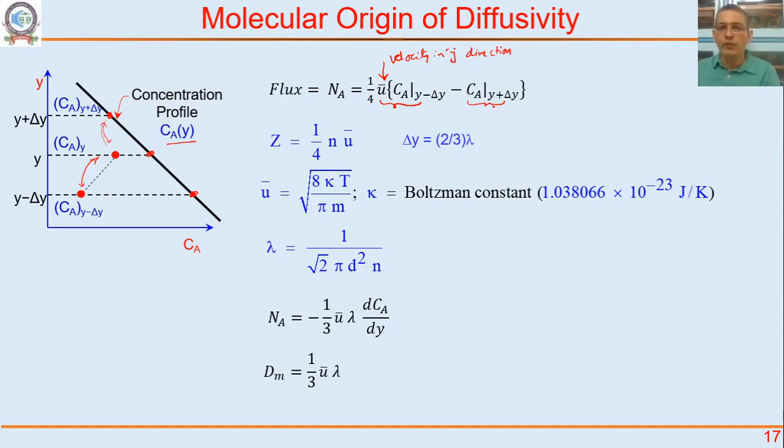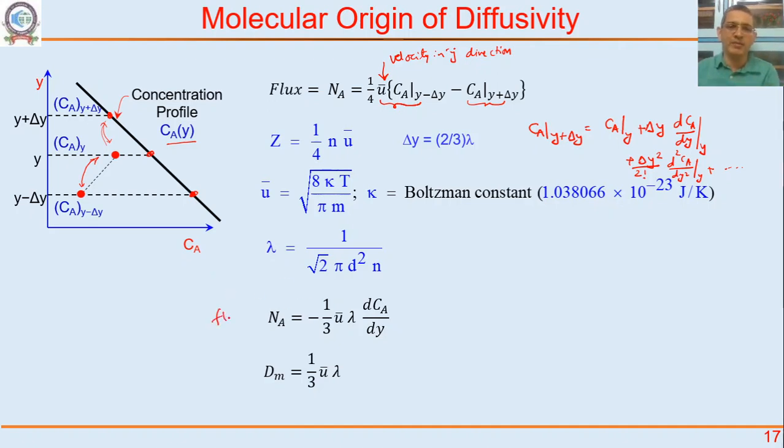Now if you apply the Taylor series again, CA at y plus delta y would be CA at y plus delta y into dCA by dy at y, plus delta y square divided by 2 factorial, d square CA by dy square at y, and so on, right? And we neglect all higher order terms because delta y is really small. And now if you simplify, you will get the rate of transfer of A per unit area.